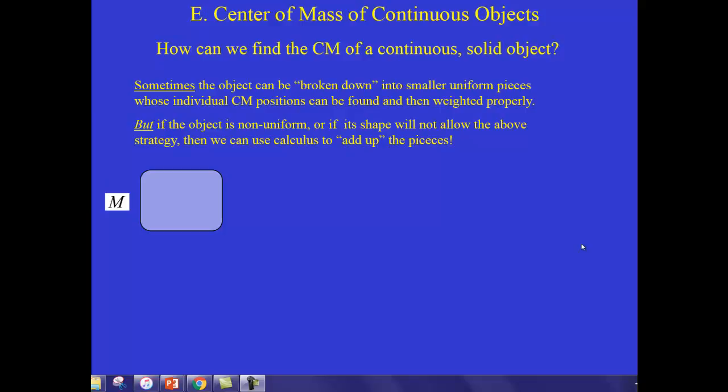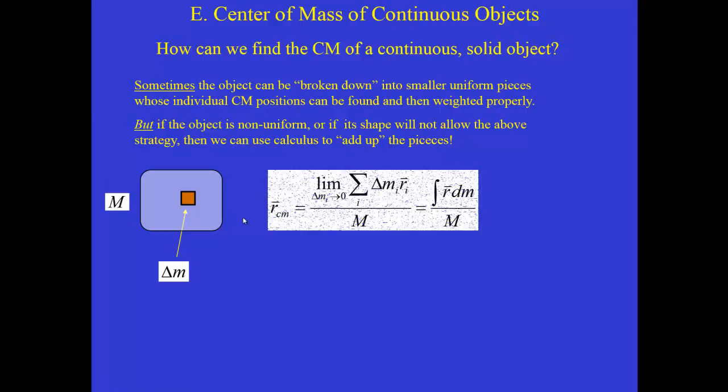So schematically, let's imagine that we have an object like this one here, where there's a certain total mass, and we will break this object down into smaller mass pieces, each of which we will call delta m. And so the idea is we will find an expression for the center of mass, assuming that the object is made up of lots of these little pieces, and then we'll take the limit as the mass of those pieces gets smaller and smaller.